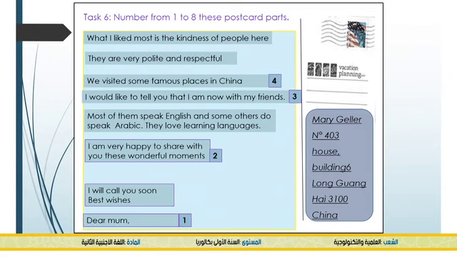Number 4, we visited some famous places in China. What I liked most is the kindness of people here. That's good. This is number 5. And number 6, they are very polite and respectful. Number 7, most of them speak English and some others do speak Arabic. They love learning languages. And number 8, best wishes. Okay? That's good. Yes, very good.